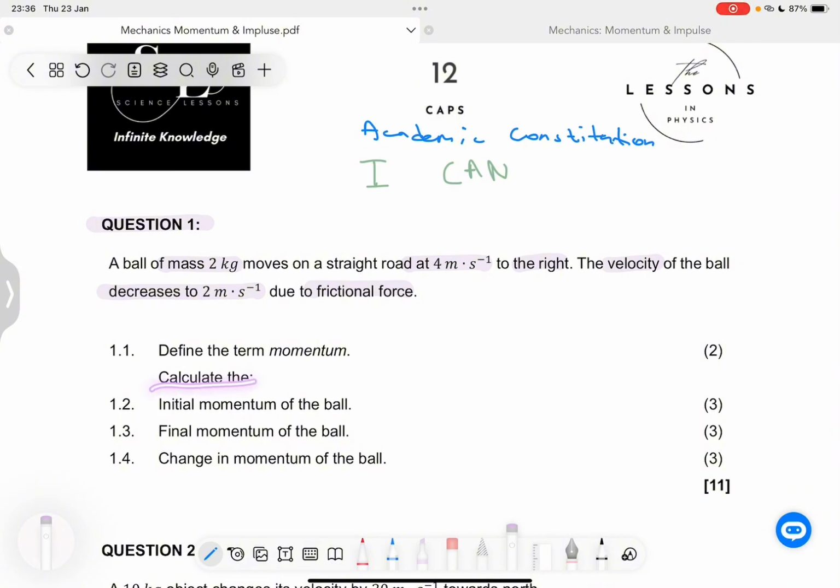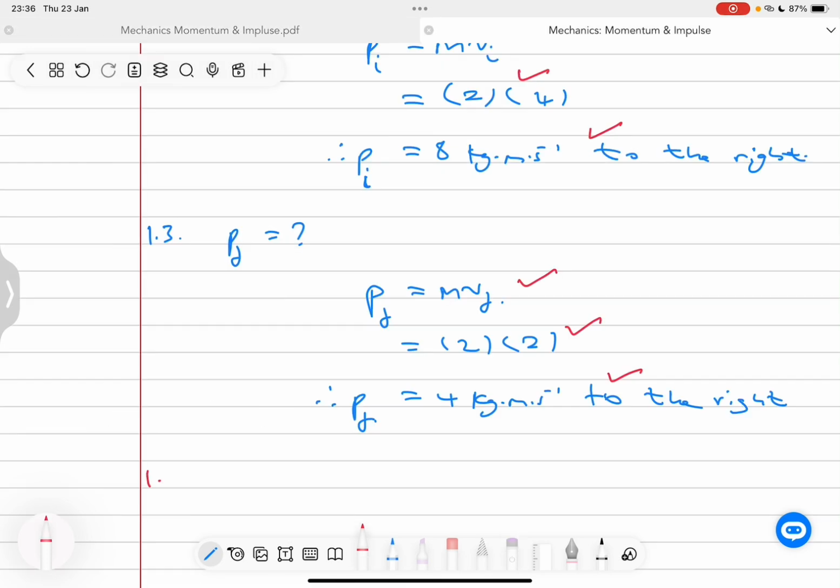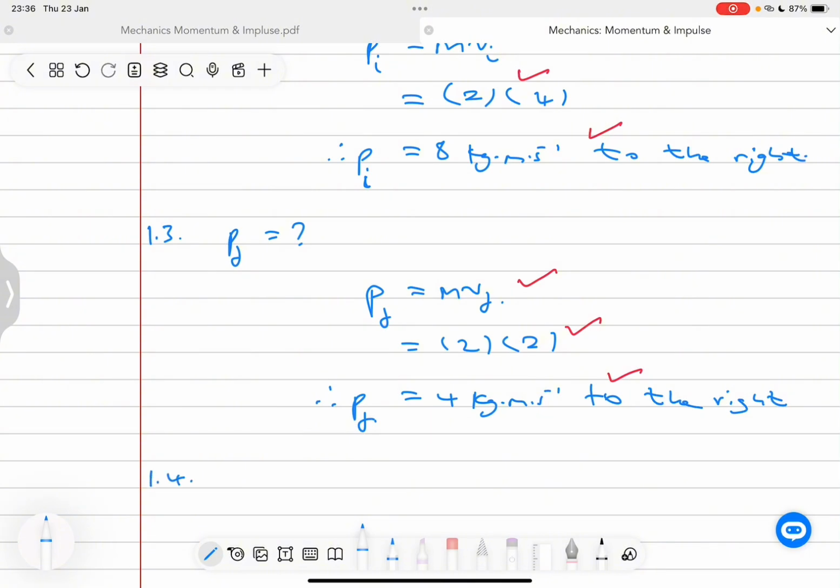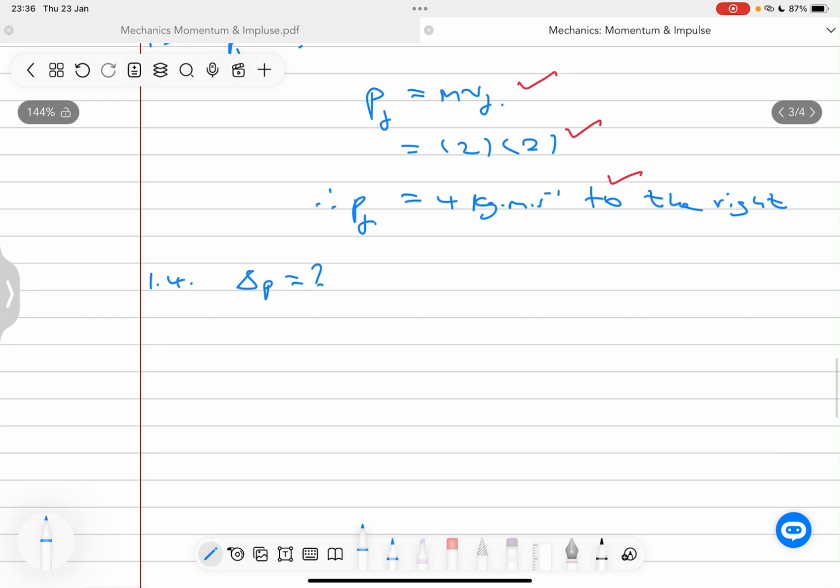The last question says, calculate the change in momentum of the ball. We are required to calculate the change in momentum of the ball. Now, there are various formulas that we spoke about when we defined change in momentum. I'm going to use the first one where we say change in momentum is the same as the final momentum minus the initial momentum. It's the difference between the final and initial momentum.